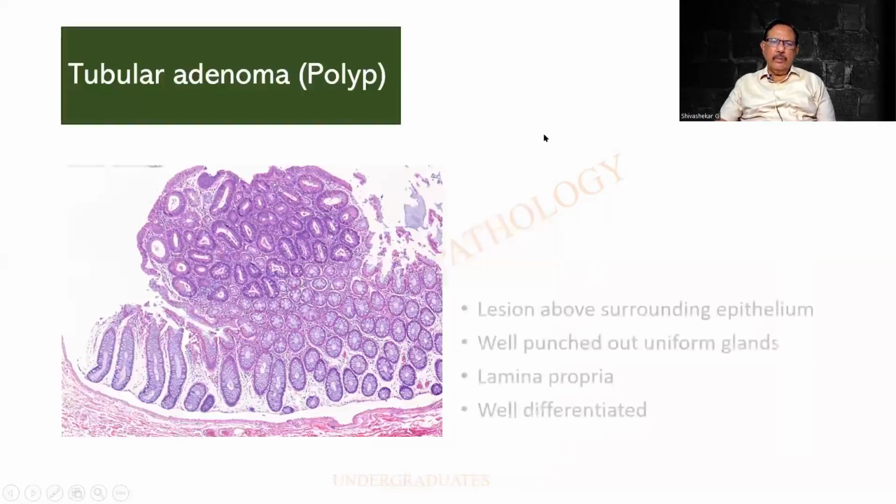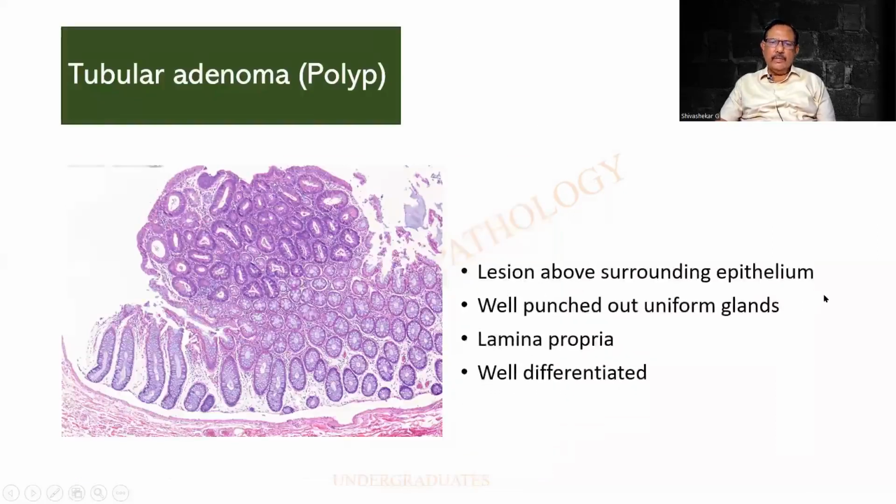So what am I seeing in this? The lesion is projecting above the surface, with well punched-out glands, as though we have punched them out with a punching machine. And the lamina propria is the surrounding supporting tissue. The glands are lined by columnar epithelium. It is well differentiated, so it is a tubular adenoma or a polyp.